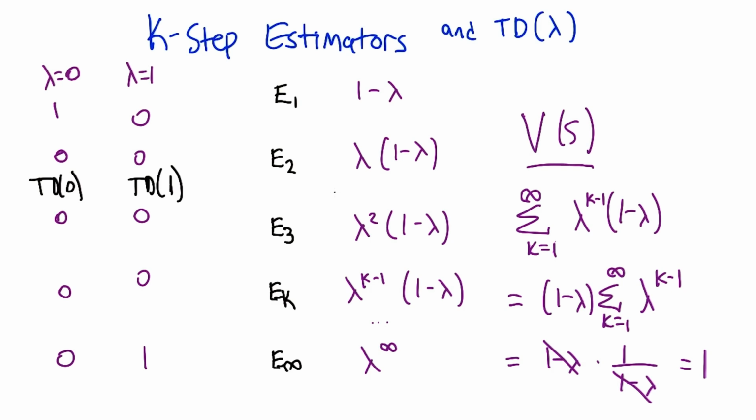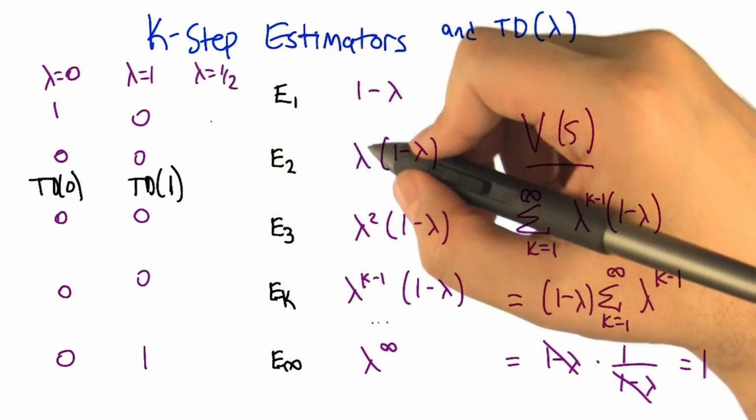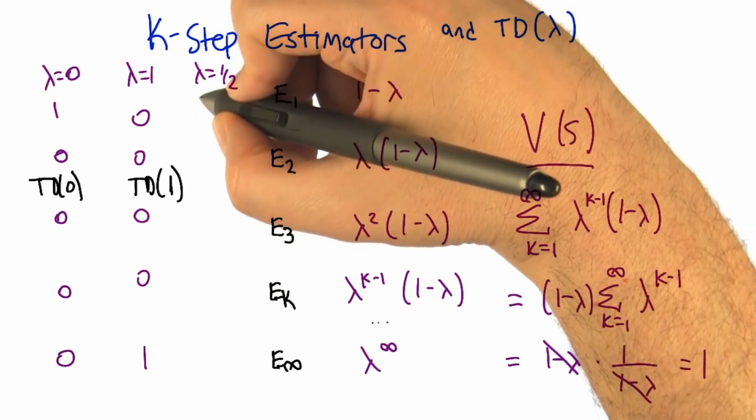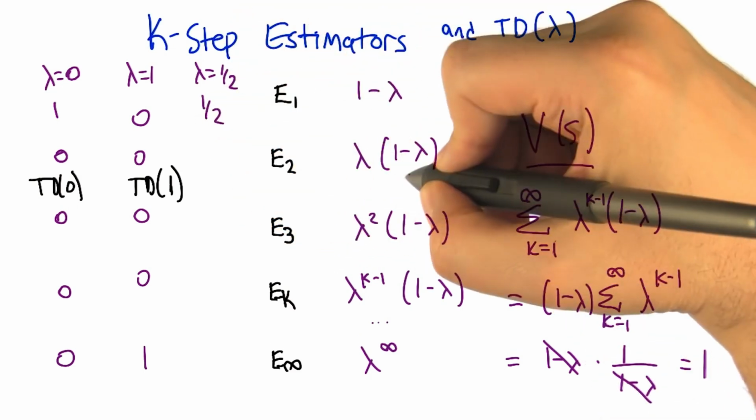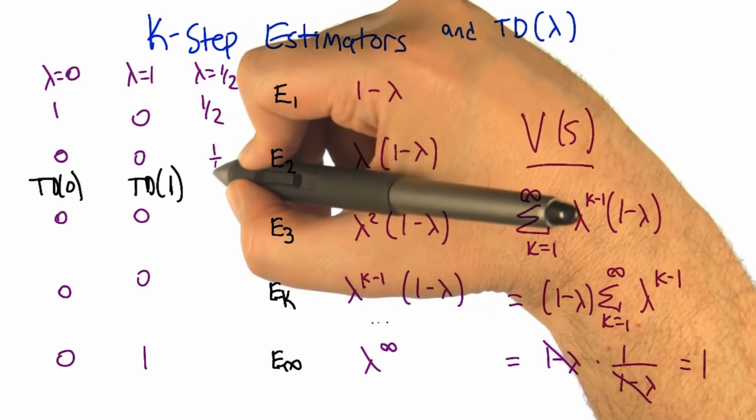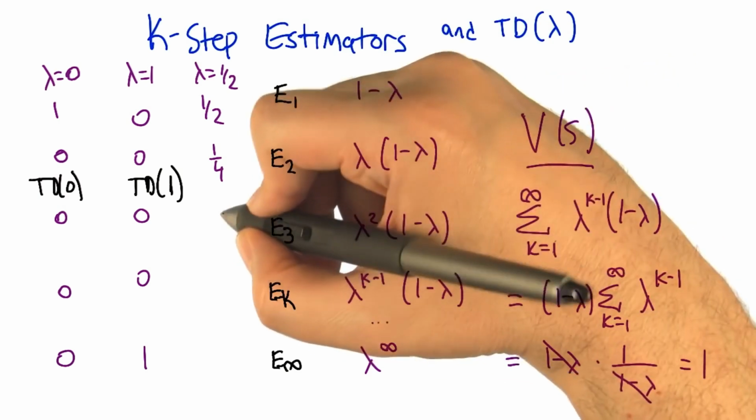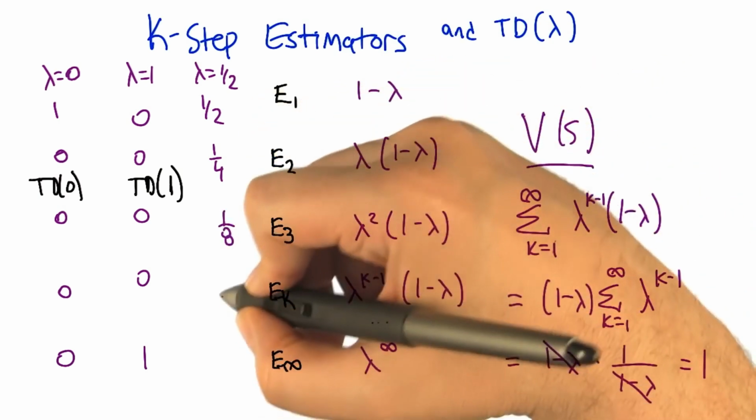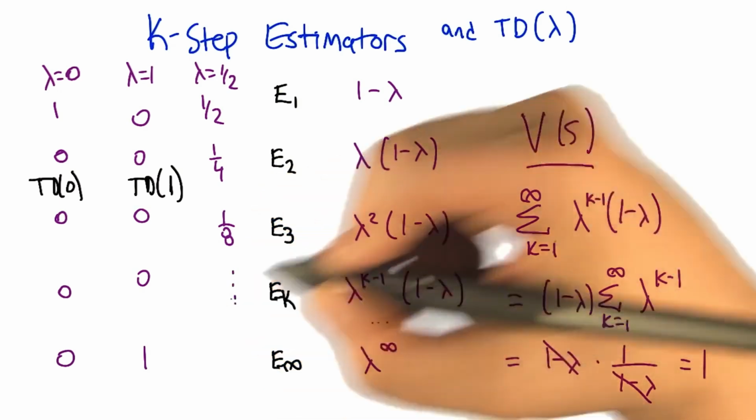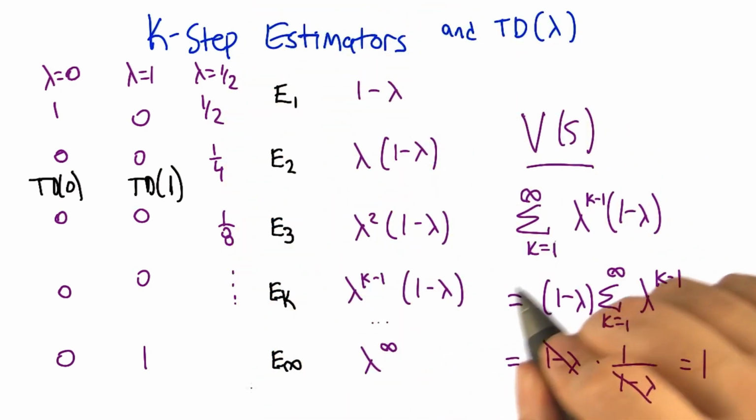So if lambda were equal to 1/2, is that exactly halfway between TD0 and TD1? Well, when lambda is a half, what do our weights look like? We get a weight of a half on this one. We get a weight of a half times a half, or a quarter, on this one. We get a weight of a half times a half times a half, or an eighth, on this one. So we get this sequence of decreasing weights, exponentially decreasing weights.